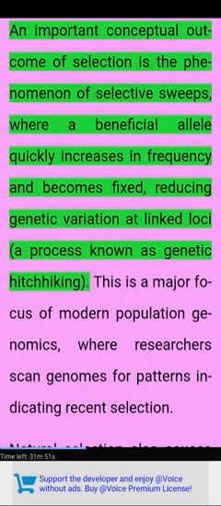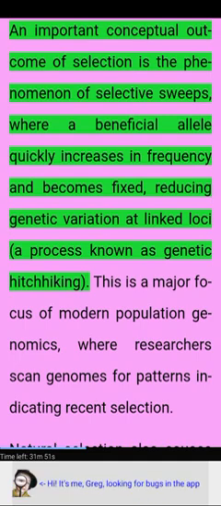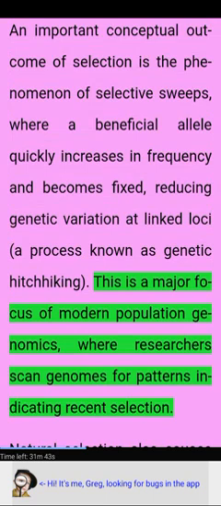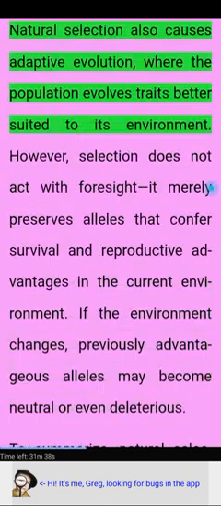An important conceptual outcome of selection is the phenomenon of selective sweeps, where a beneficial allele quickly increases in frequency and becomes fixed, reducing genetic variation at linked loci, a process known as genetic hitchhiking. This is a major focus of modern population genomics, where researchers scan genomes for patterns indicating recent selection.